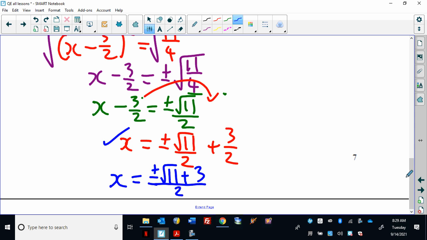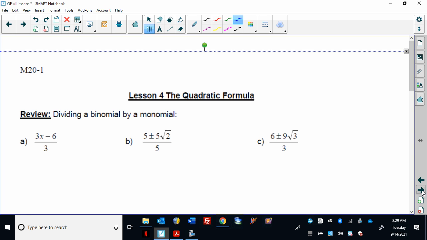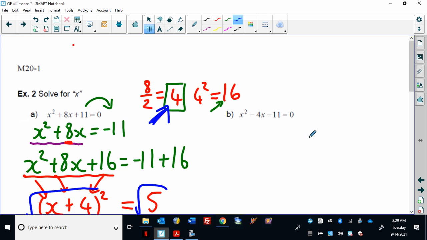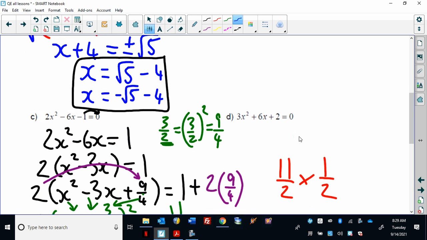Okay, I think again we'll skip example D. You can do that by yourself because it's very similar to C.